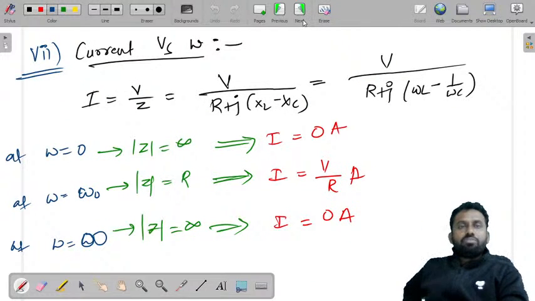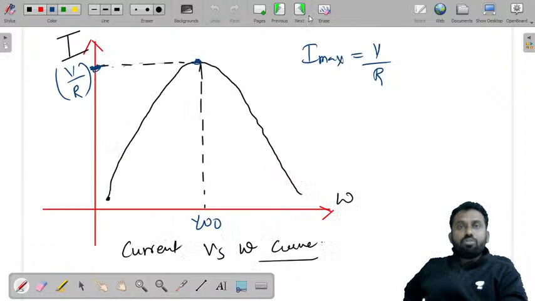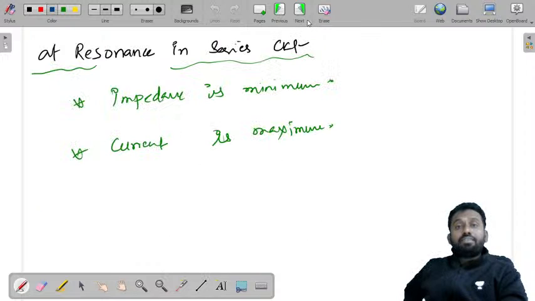Then we draw the current versus frequency. At omega equal to 0, as impedance is infinity, current is 0. Similarly at omega equal to omega naught, impedance was R, therefore I is V by R, or Vs by R. And at omega equal to infinity, Z is infinity and I is 0. So this is the current versus frequency curve. Current is maximum, and the value is V by R.